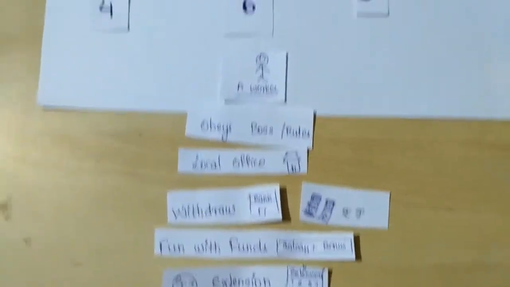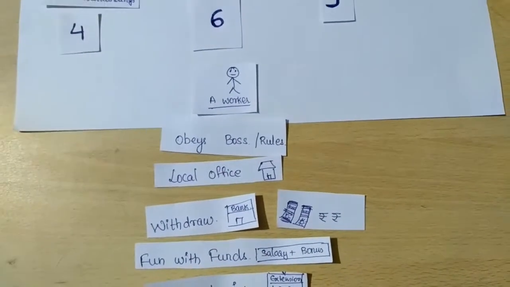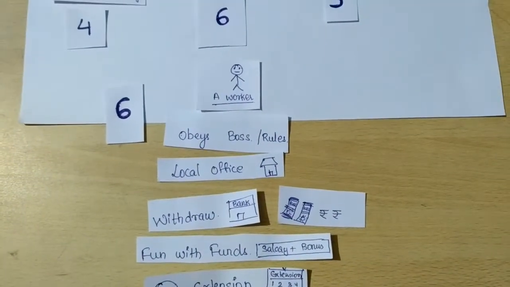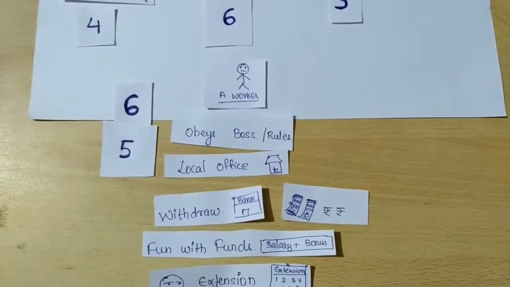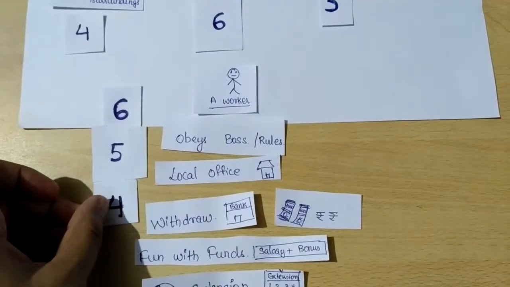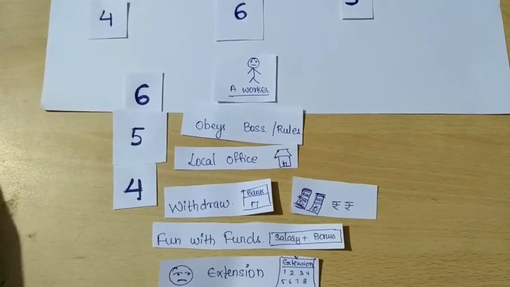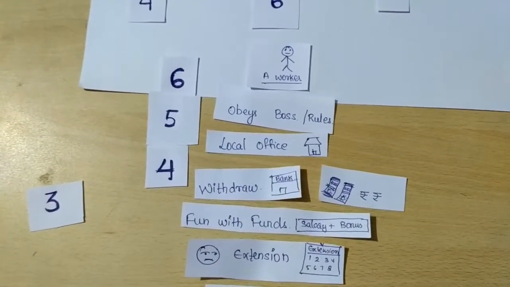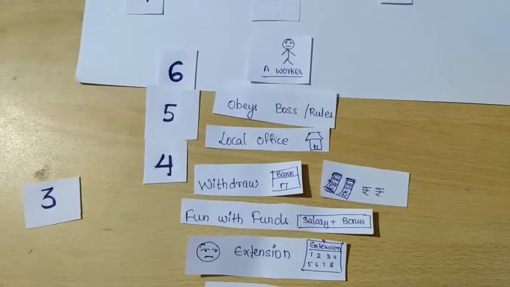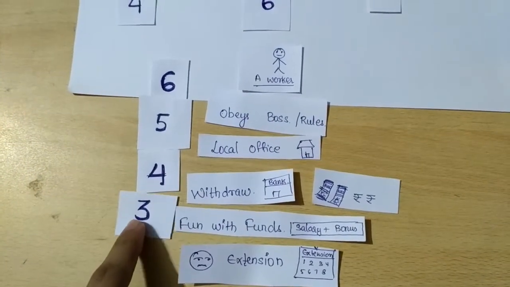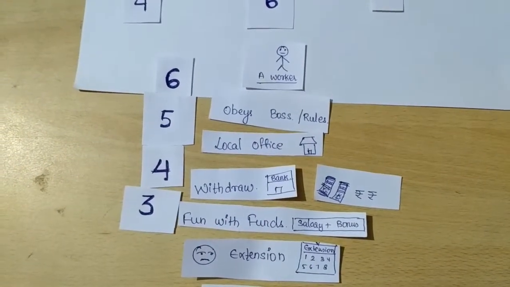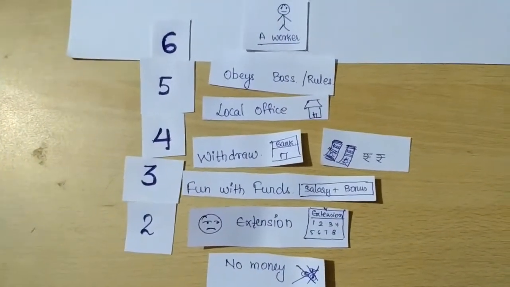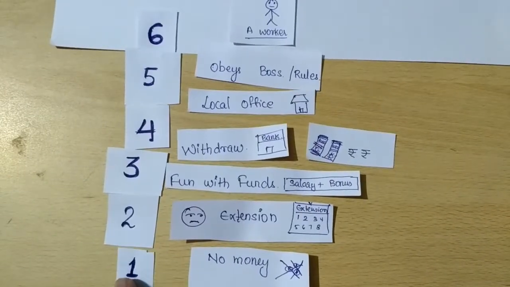So the motor component will be graded like this: if the worker obeys, he will get a 6. If he's working at a local office, he will get a 5. 4 means withdraw, he can withdraw money. Fun with friends, as the saying goes, like that old ad, three friends together. So 3 is fun with friends or fun with funds. 2 will be for extension and 1 will be for no money.